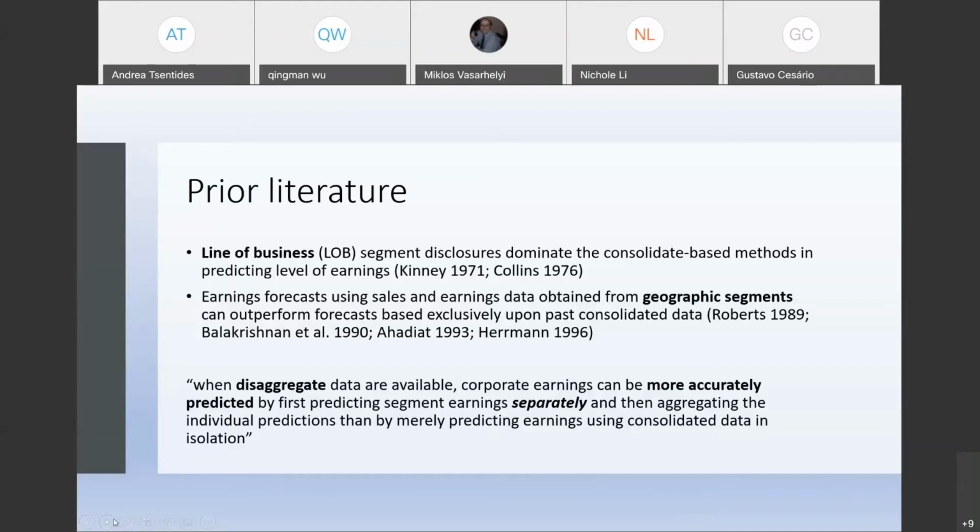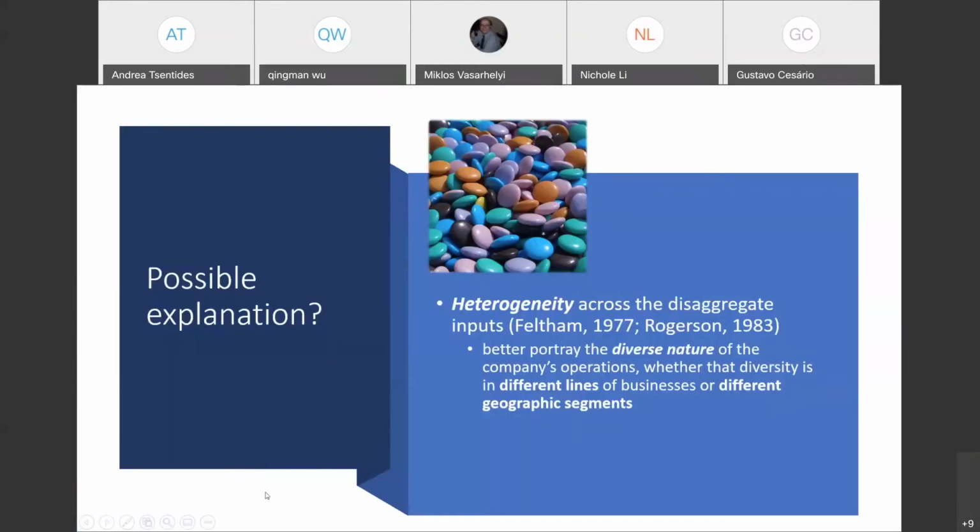Oh, yeah. And here, basically, the possible explanation to why at that level disaggregate data was more useful. They pointed out heterogeneity across the disaggregated inputs. They felt that the diverse nature of the company's operations could be better portrayed if we looked at different lines of businesses or different geographic segments. So those kind of studies could better capture that diversity. So that's why they're better predicting.